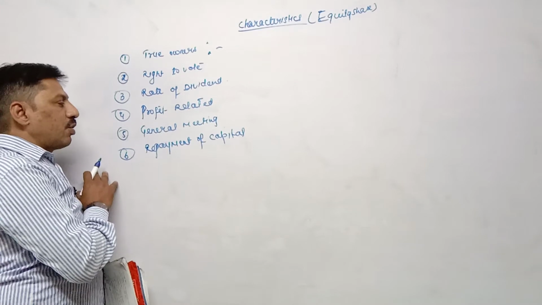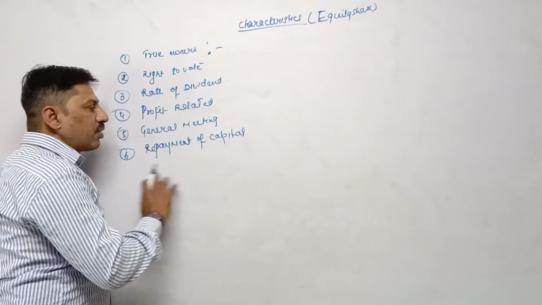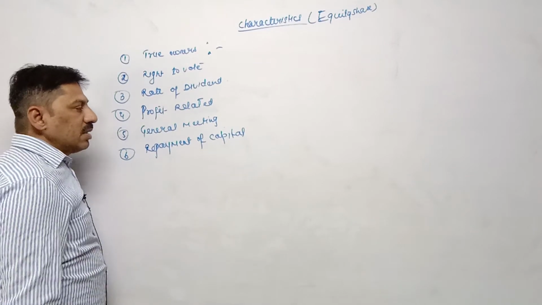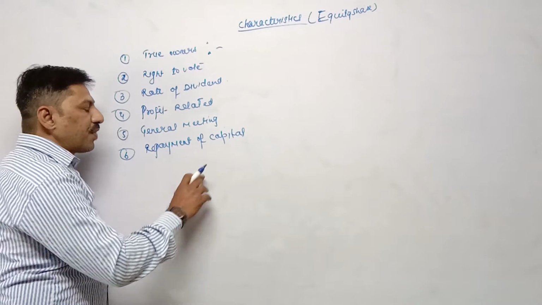Reason: equity shareholders are not going to get their money back during the lifetime of the company. First. And second, they are not getting a fixed rate of dividend. Every year their dividend fluctuates.